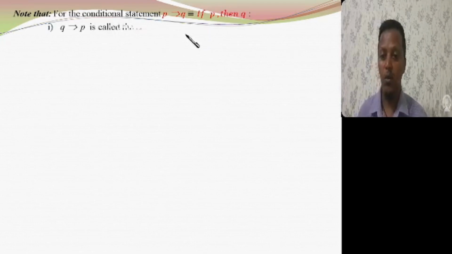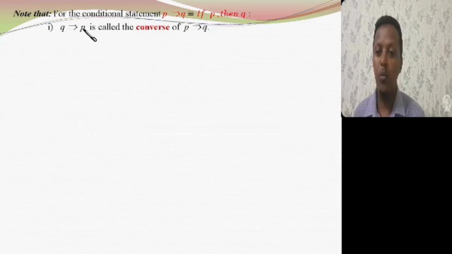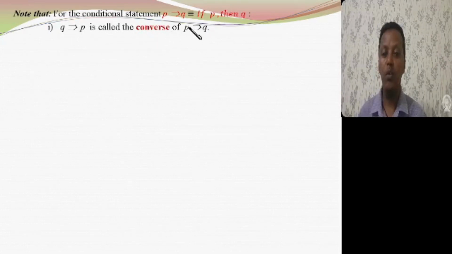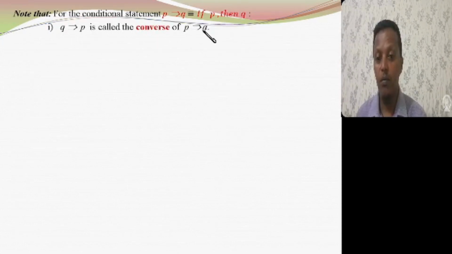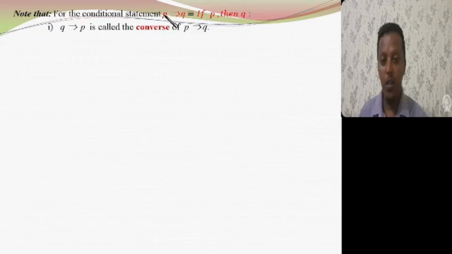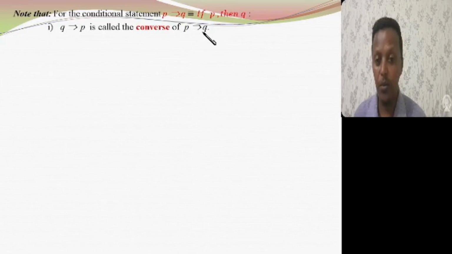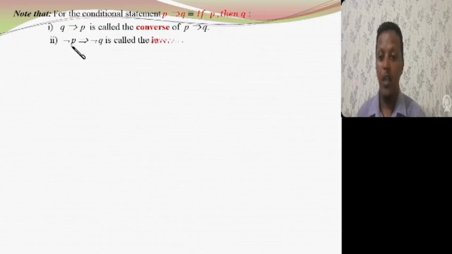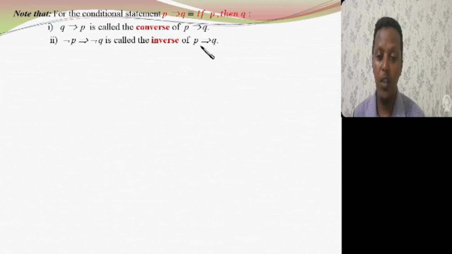So let's start with the converse. Q implies P, we call it the converse of P implies Q, a statement obtained by interchanging the hypothesis and the conclusion. And again, negation P implies negation Q, we call it the inverse of the conditional statement P implies Q. The negation of the hypothesis implies the negation of the conclusion.